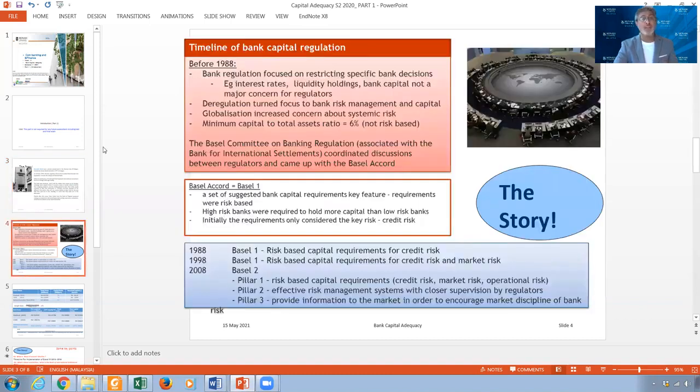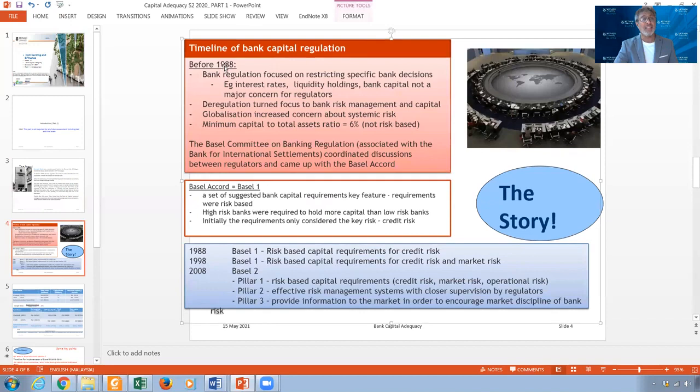And if you want to look at the story, it started here. There was nothing before Basel I started. And then they came with Basel I, as I told you, risk-based assets for credit risk in 1988. And then in 1998, after 10 years, they added the market risk.